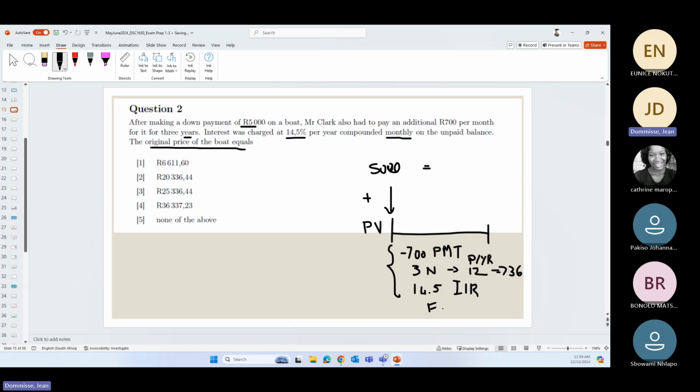Future value is 0 because it's paid off. So let's see if we can get to the present value. Then I also just want to make sure that we can work it out on Excel as well. I have finally made sure that my Excel is working, so we will just check that again.